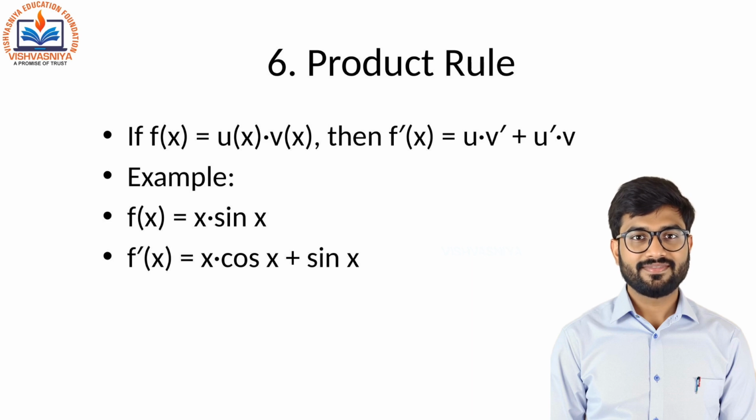Product rule: if f(x) equals u(x) v(x), then f prime of x equals u v prime plus u prime times v. Example: f(x) equals x sin x, so f prime of x equals x cos x plus sin x.